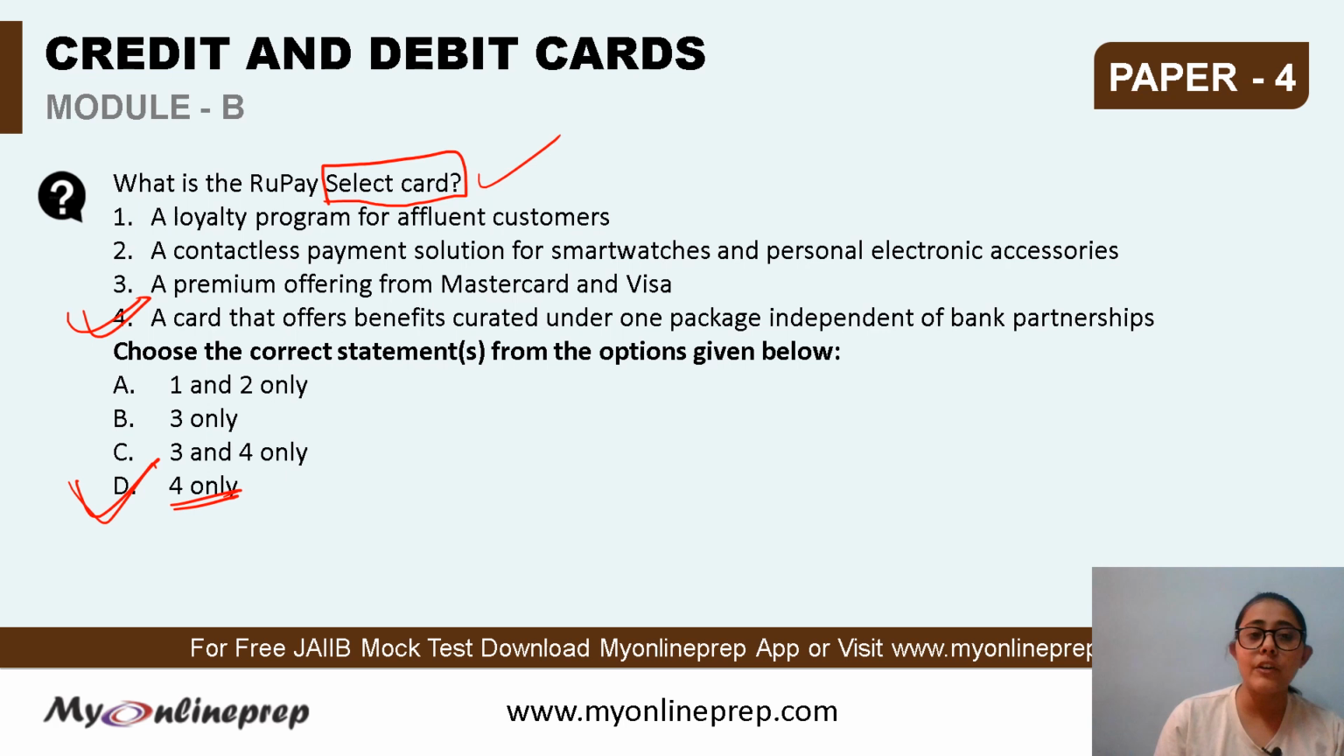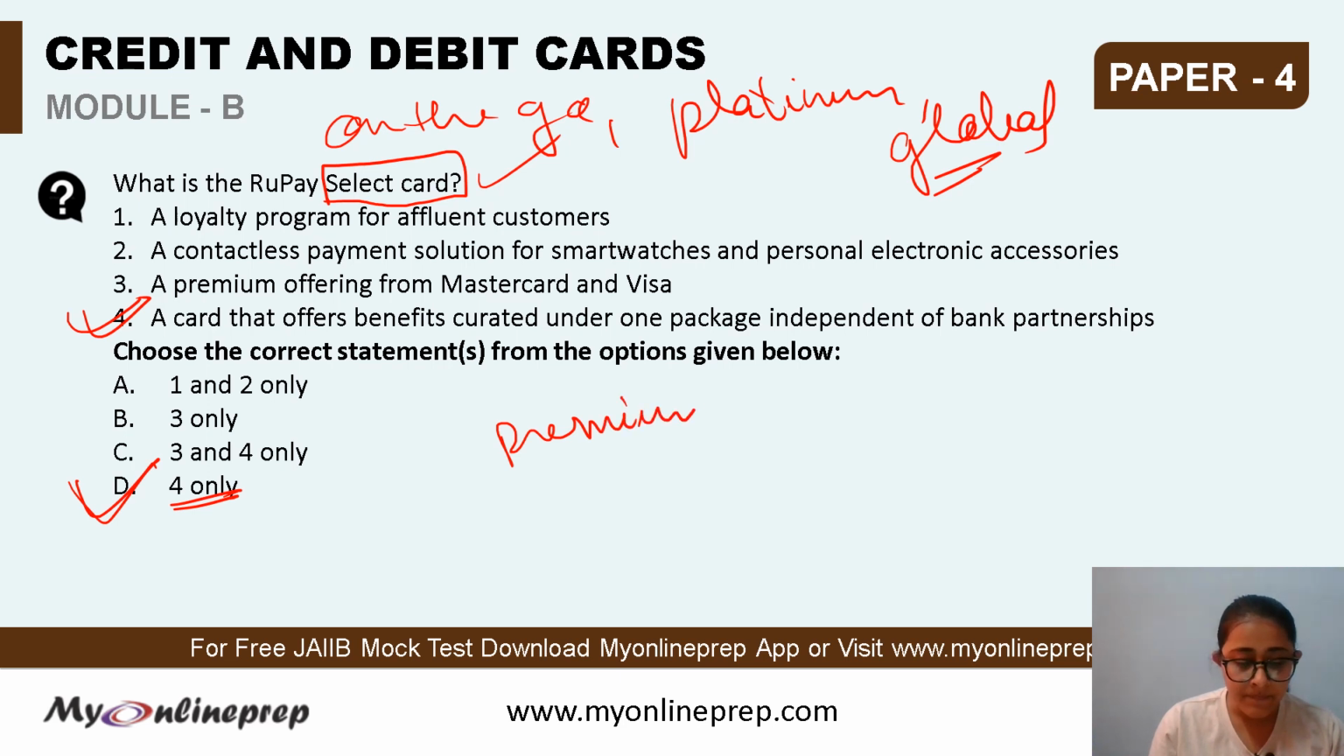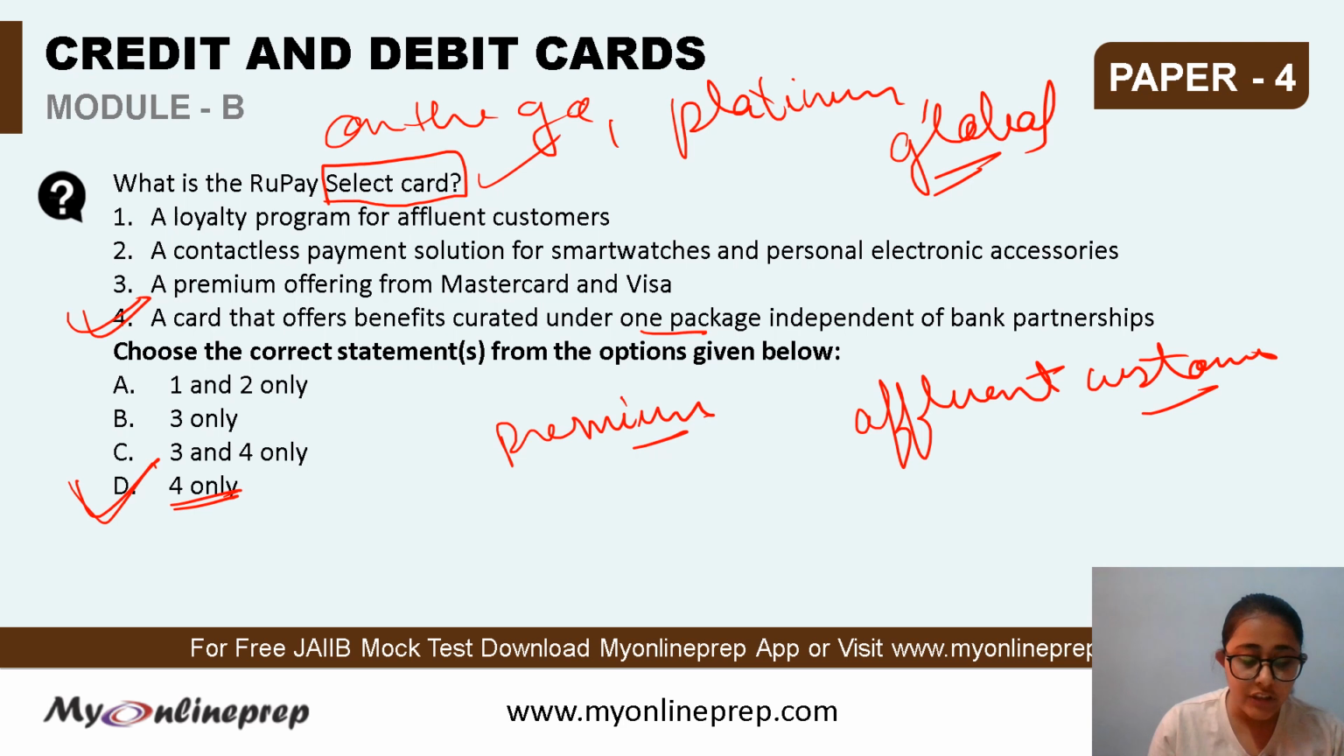जो रुपे सेलेक्ट कार्ड है, इसके अलावा रुपे ऑन द गो, then there's रुपे platinum and global. You need to see the basic characteristics of all these cards. Here we're talking about the RuPay Select card. So it is a premium card that offers the curated benefits under one package, and it is independent of the bank partnerships. It aims at the affluent customers, and it offers services such as airport lounge access, then travel insurance, there's the concierge benefits and discounts on luxury items and so on. So the correct answer is statement 4 is only correct. So D is the correct option. Okay, moving on.